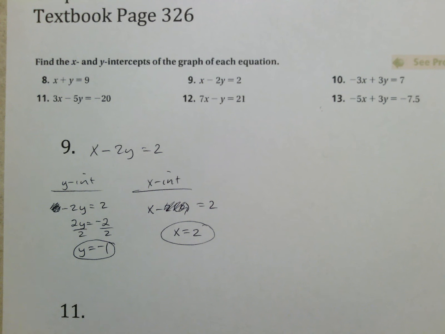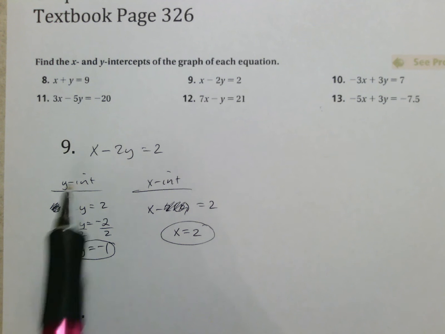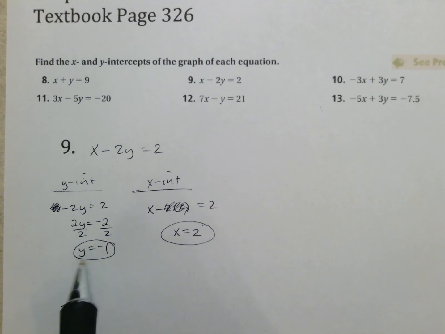Very simple process. Just make sure that you practice it to make sure you know which one goes where. Notice the y-intercept ends off with the y. Notice x-intercept ends off with an x. So if you're looking for a y-intercept and you get an x, it means you probably did it backwards. But just make sure you think through that whenever you do it.